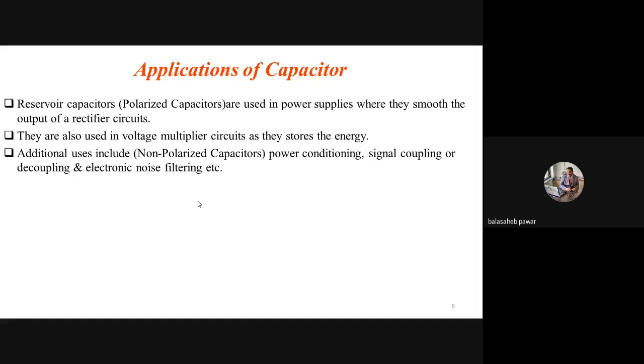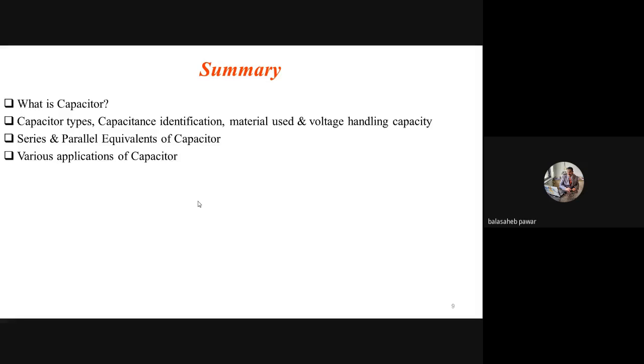Then the signal coupling purpose. You might have learned this application in the BJT amplifier at the input and output side, where the input signal is basically applied through an input coupling capacitor. One example we already took while studying the simulation software. In that BJT amplifier, we took two capacitors at the input and output side, and those capacitors are used for the coupling purpose as well as the DC blocking purpose, right? And I already told you about electronic noise filtering, etc. That noise is nothing but harmonics or somewhat high frequency signals which differ from the fundamental.